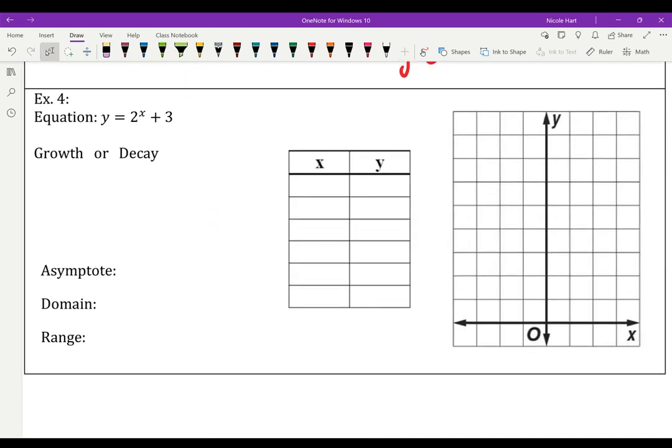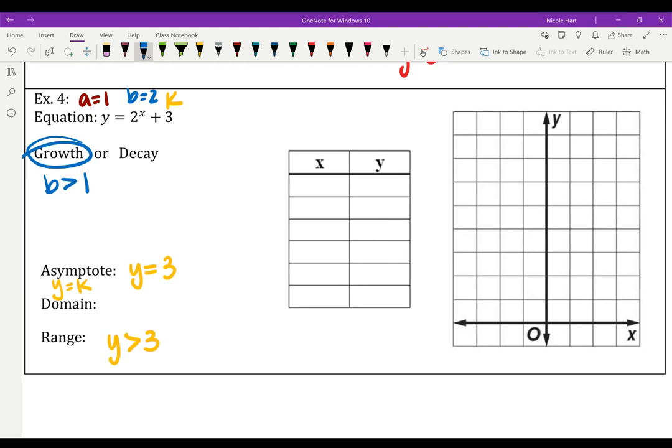we have example 4, which, our K is the number 3. So we have a K. So that means our asymptote is going to move to y equals 3 because it is y equals K. And our range will be y is greater than 3. Looking at the rest of our equation, we have an A that is 1 and B that is 2. Because B is greater than 1, we have a growth.